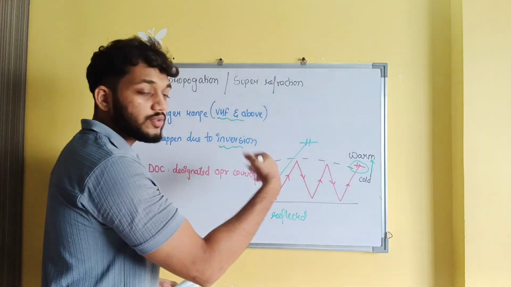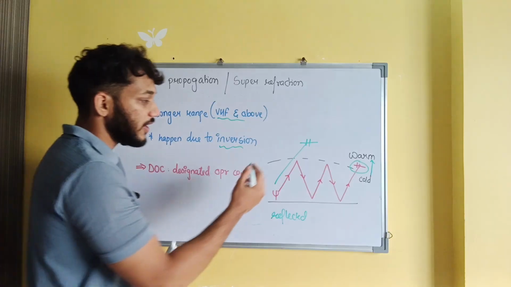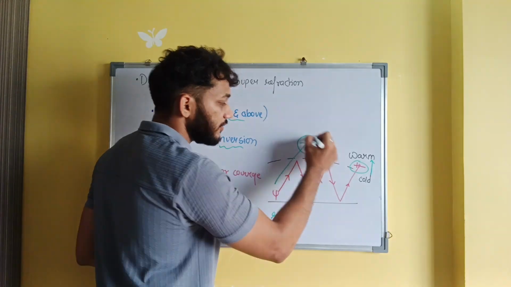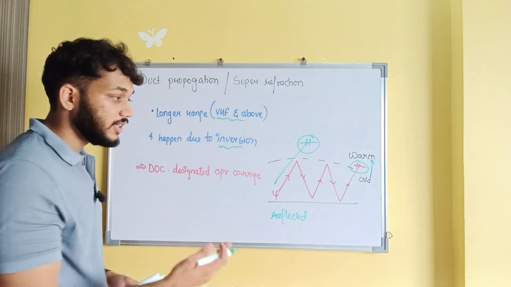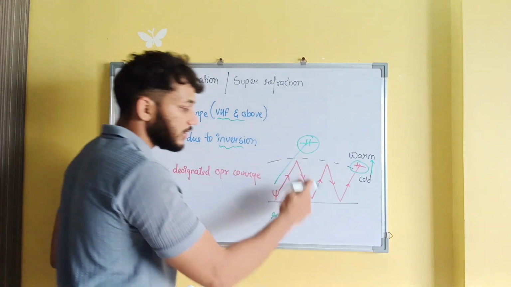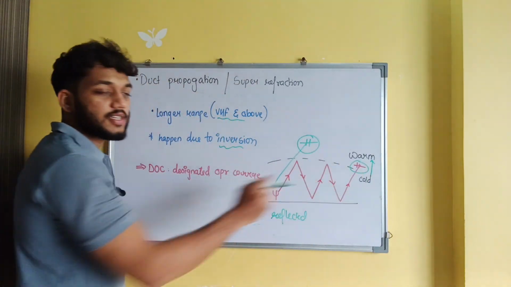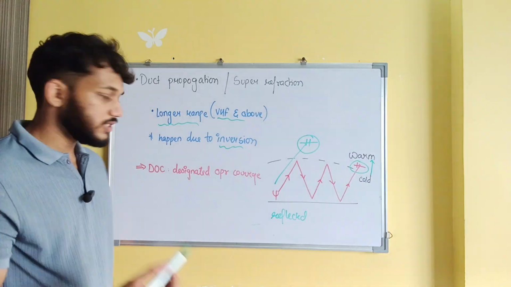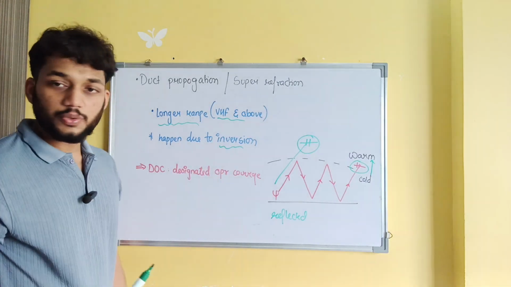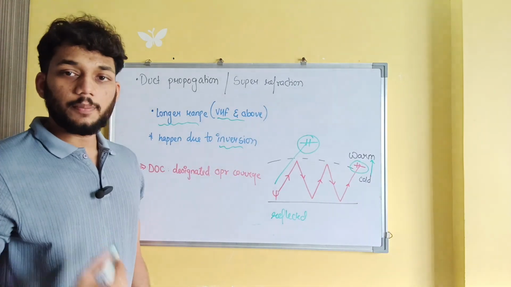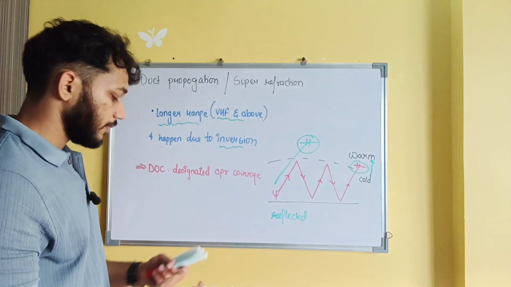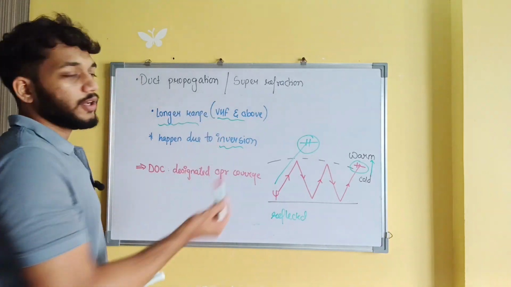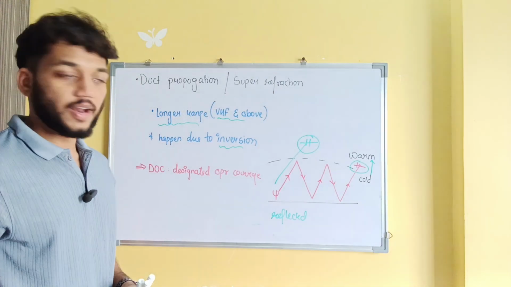So what happens from this is that the range increases. So for VHF and above, in direct line of sight the VHF range was this much, but due to duct propagation you can see how much its range has increased. So you just have to remember that the range is longer, it happens due to inversion, and it happens in VHF and above frequencies. And duct propagation is also called super refraction.